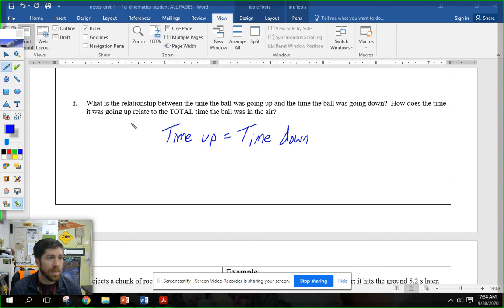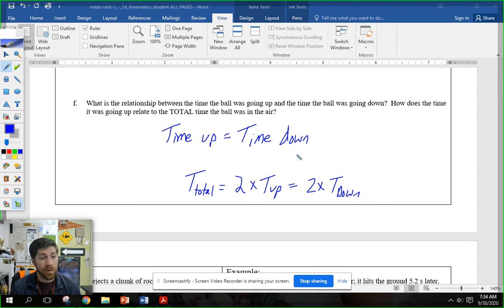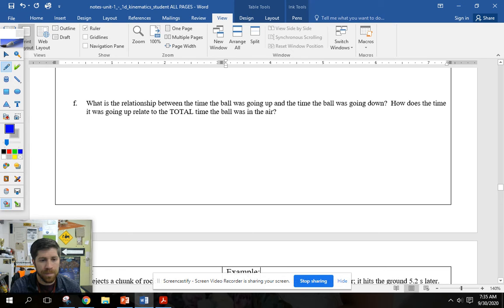And how does the time it was going up relate to the total time? The total time, t total, would be equal to either 2 times the time up, which is also the same as 2 times the time down, because time up is equal to time down. You could also do your time up plus your time down to get your total time. Any of those different mixtures would work.